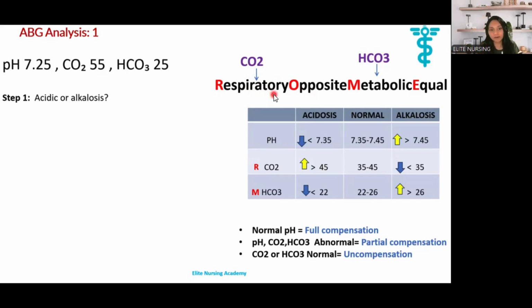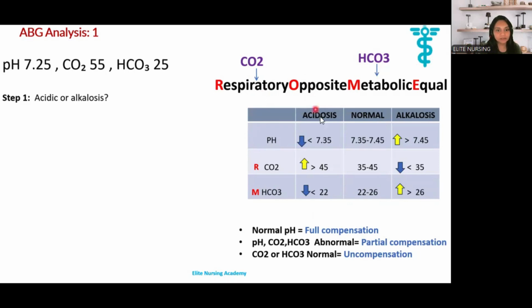When we are talking about metabolic, think about HCO3. Equal means they're both going in the same direction. If HCO3 is high, pH will be high too. If HCO3 is low, then pH will be low too.